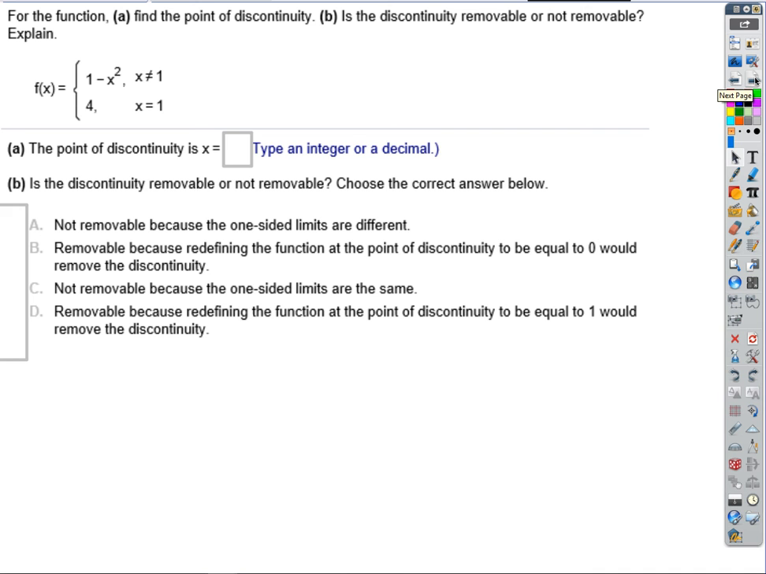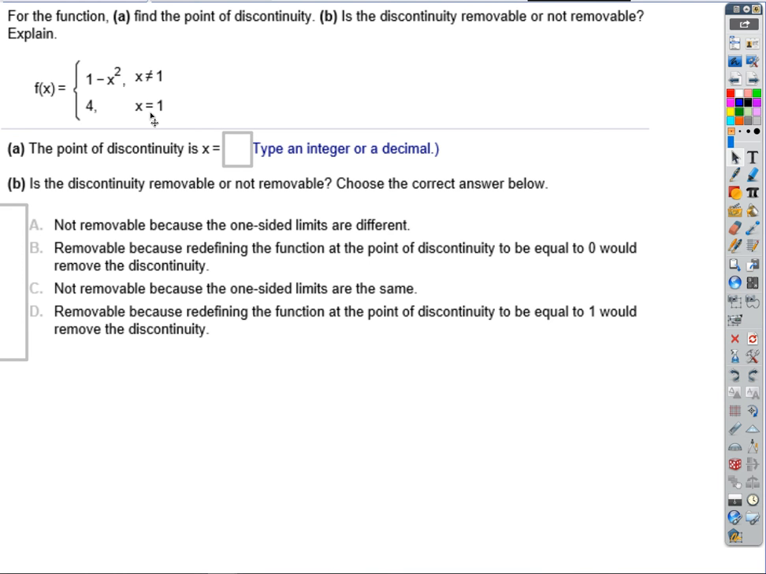Okay, how about this? Find the point of discontinuity, first of all. Well, where would that have to be? At 1. Okay, so let's see, is this removable or non-removable? Let's see what's going on here. The function is equal to 1 minus x squared for all x not equal to 1, and at 1 it equals 4.